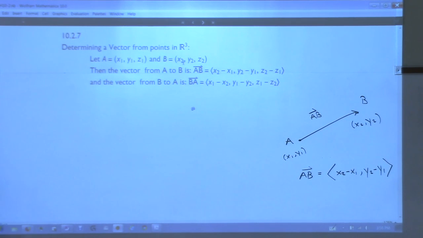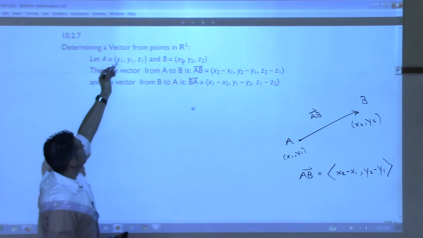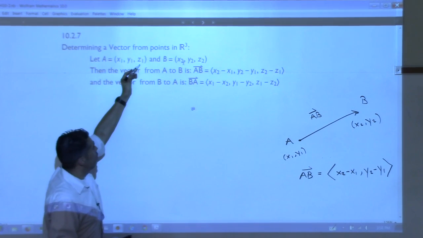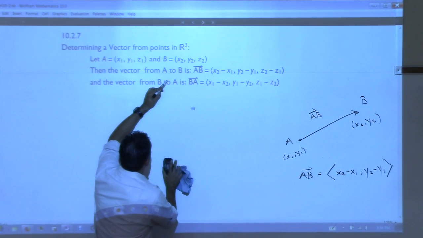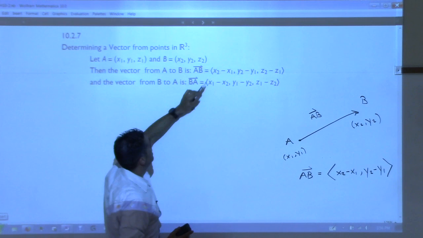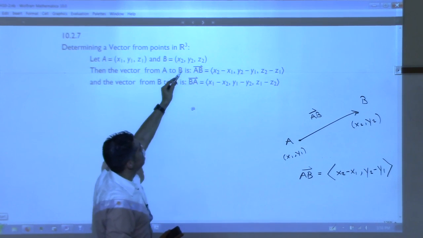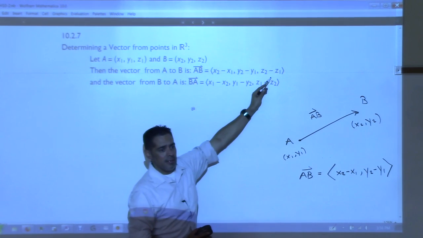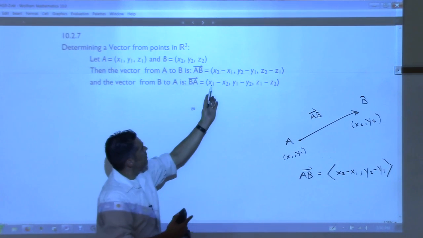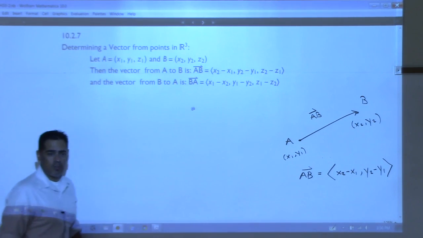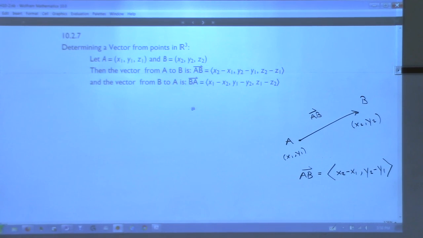Now, if you go to three-dimensional space, imagine a vector in three-dimensional space. You can have a point A that has an x, y, and z coordinate, and then your point B has another x, y, and z coordinate. And again, if you're going to go from A to B, you subtract the coordinates. And then if you switch the order, you have to switch the order in which you subtract the coordinates. We'll practice here in a second, but those are the formulas.